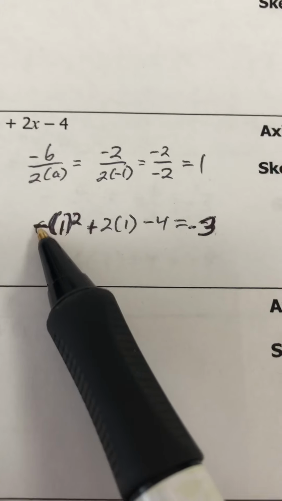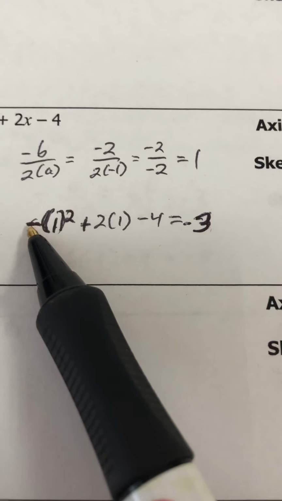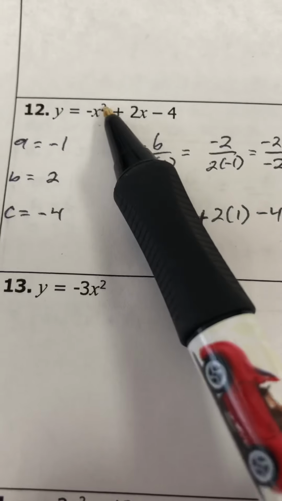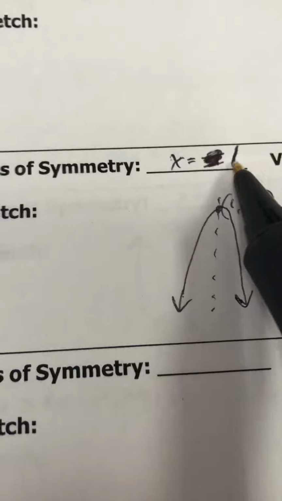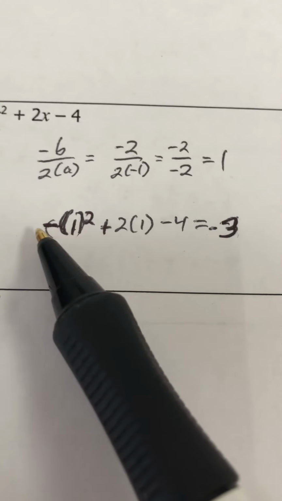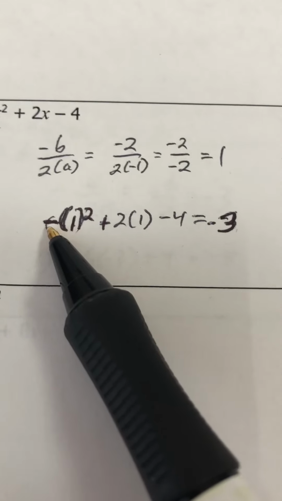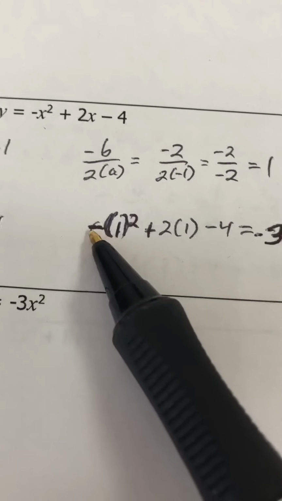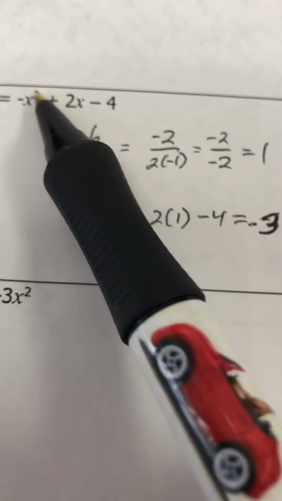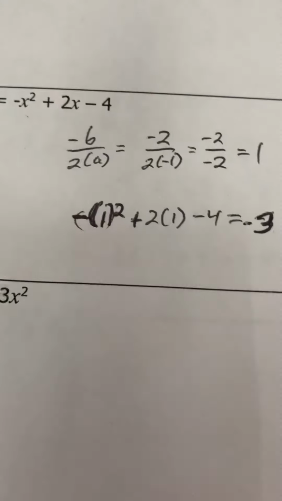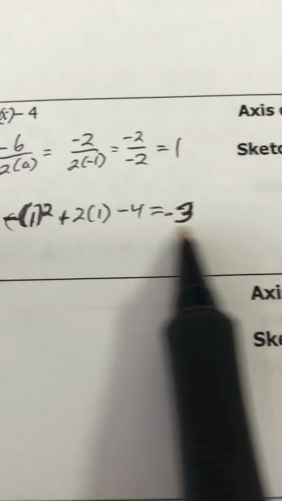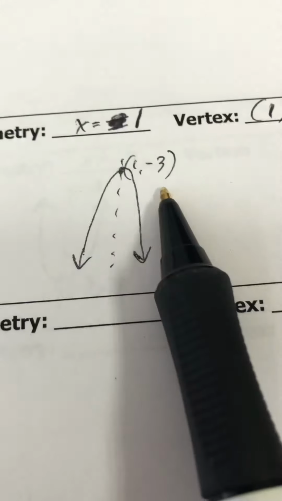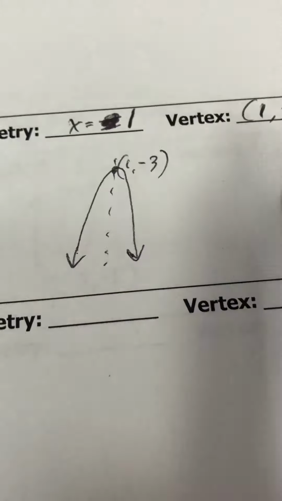Plug in that 1. This one, you don't want your negative on the inside because what the x value is, you just put the x value in the parentheses. The x value isn't negative 1, it's just 1. So I just put that x value, and I have this negative on the outside. If not, you'll get the wrong answer. So you have your negative from this, then in parentheses, you have your x, okay? So only the x values go in the parentheses, okay? And then you work it out and you get negative 3 as your y value, and that gives you your vertex of 1, negative 3.